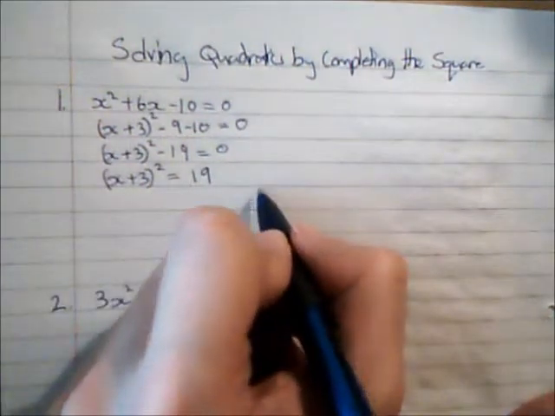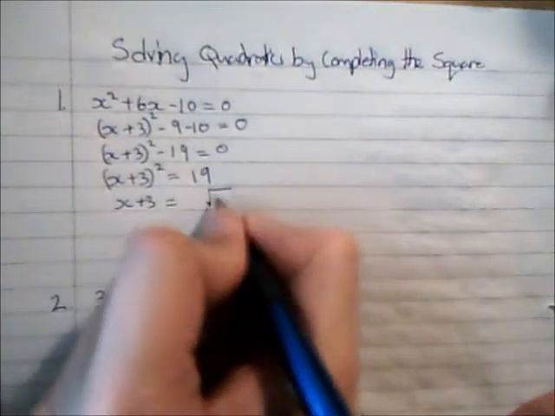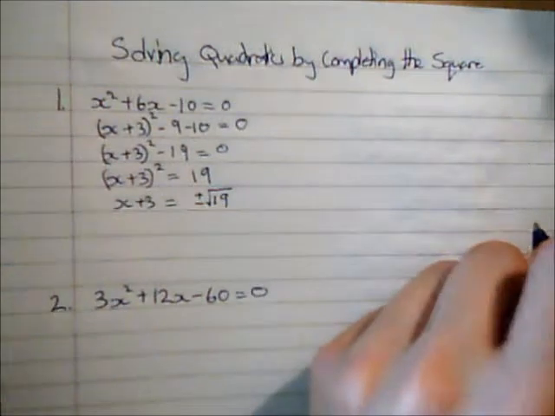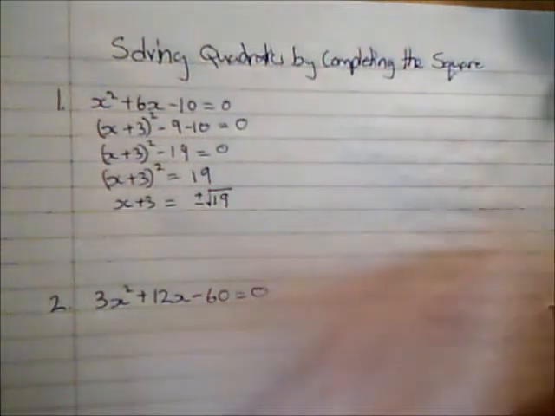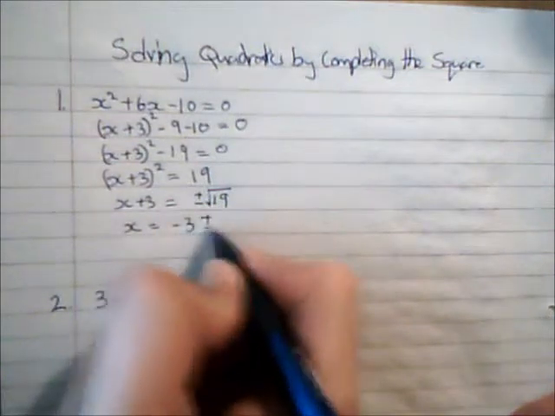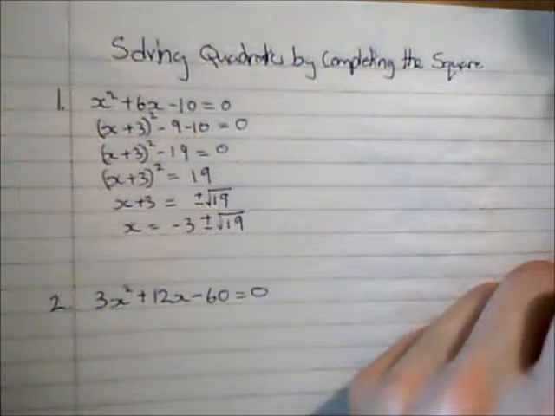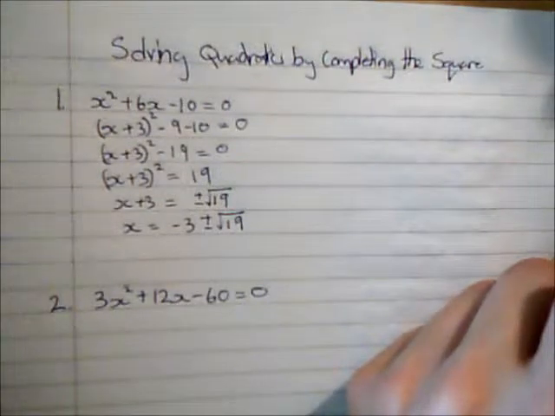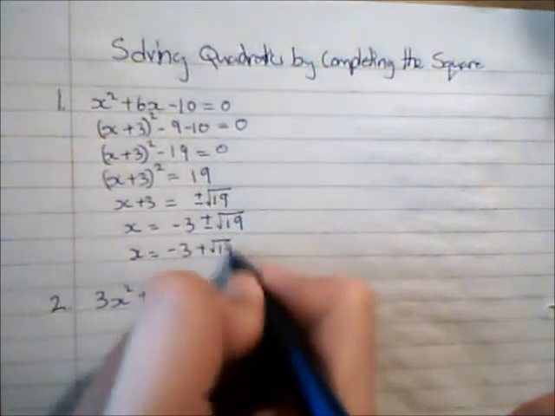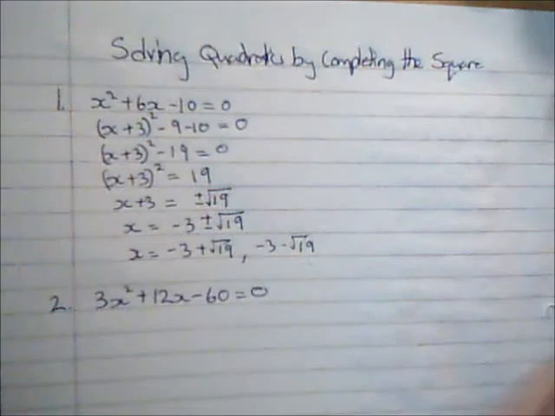And then I'm going to take the square root of both sides. I can get a positive or a negative root, so I'm going to use the plus minus sign to indicate that. Then to isolate x, I must subtract 3. So I get x to be negative 3 plus or minus root 19. I could write that out in full: I've got one solution for x, and then I have another solution for x.